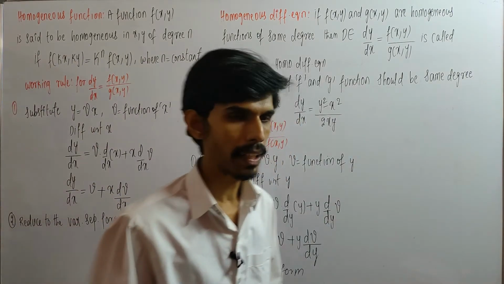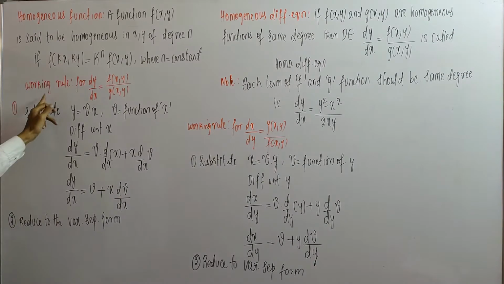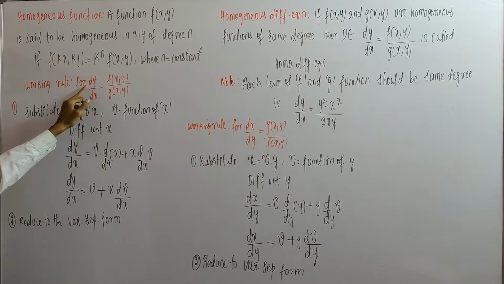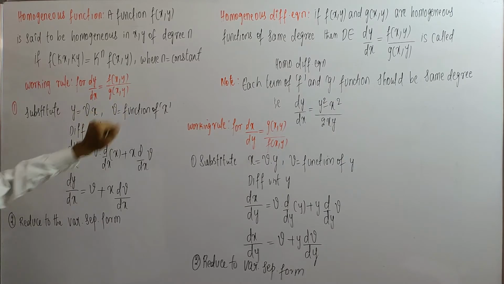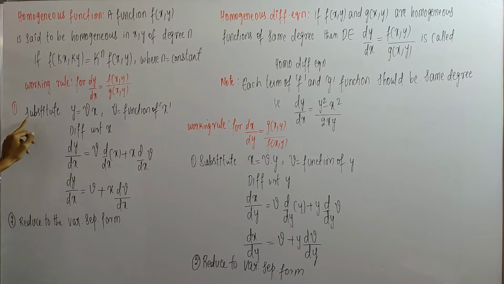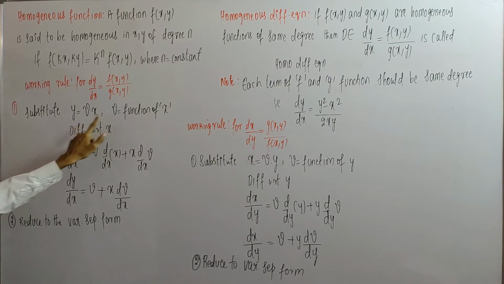Now let us discuss the working rule for this. Working rule for the differential equation dy by dx equal to f of x comma y upon g of x comma y. For this, step 1 is to substitute y equal to vx. Here v is a function of x.